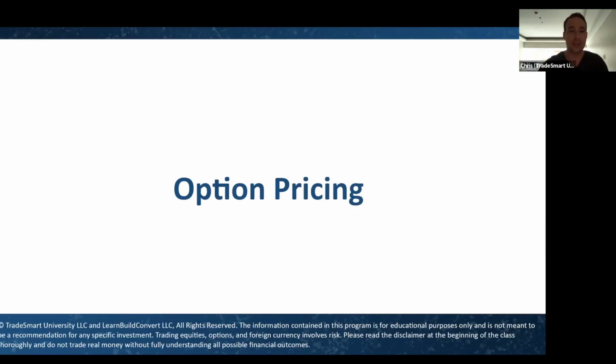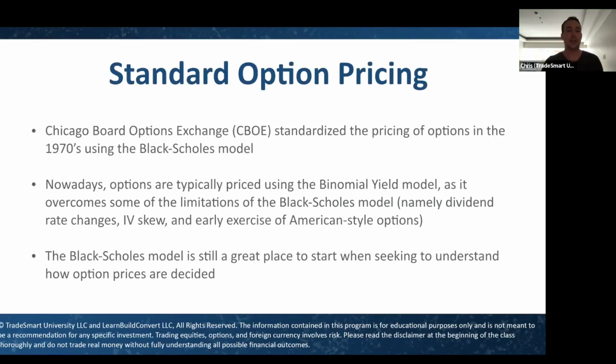All right, option pricing. The Chicago Board of Options Exchange, the CBOE, standardized the pricing of options in the 1970s using the Black and Scholes model, named after two guys whose last names were Black and Scholes, respectively. Nowadays, options are typically priced using either the binomial yield model or the trinomial yield model or some other similar model. And the reason that we've moved on to other option pricing models is because there's some limitations in the Black and Scholes model. Some of those were that it does not take into account any changes in dividends.